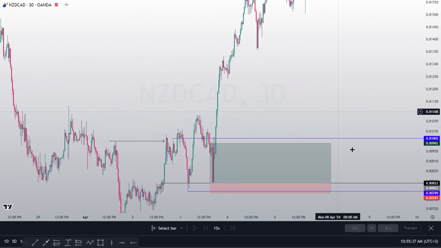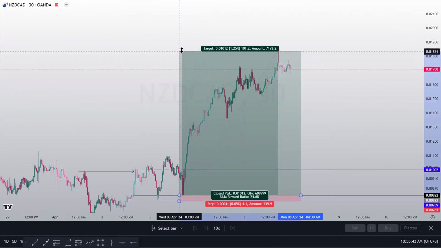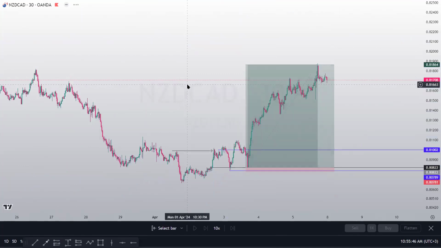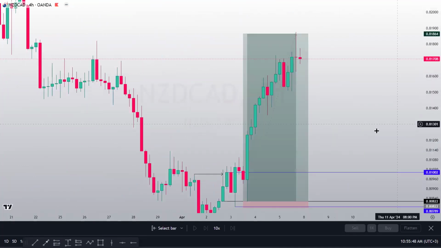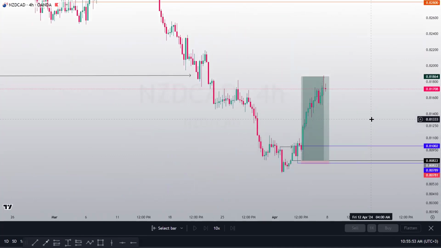And the market started to go up, and so far the market went almost 104 pips. So it's just a matter of observing what the market is going to do next. That's how you're going to react to how the market is going to behave.